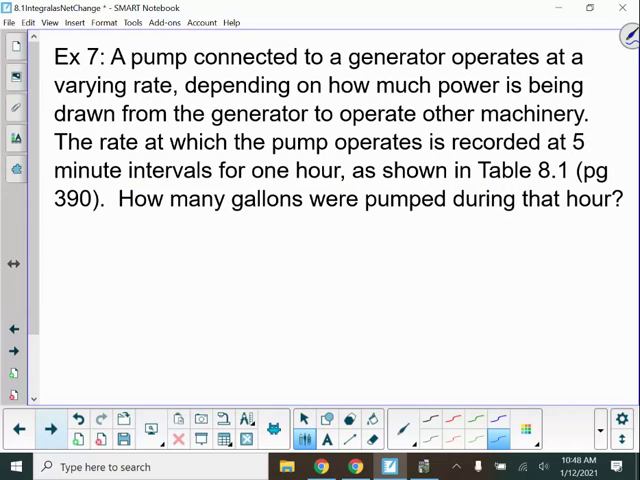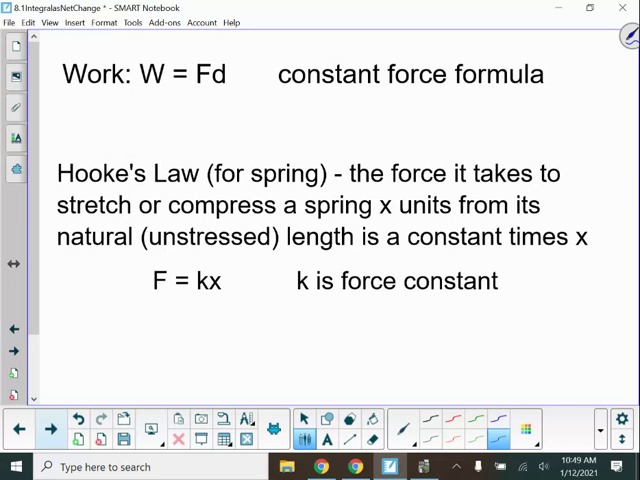Example 7, I'm actually going to skip this one for the moment. This one is in your textbook. You do have to do a Riemann sum formula, but this one, again, page 390 is where the table is that gives you all this information. So I believe this is covered in your book video, and if not, the example in the textbook does a very good job of walking through that. So I'm going to hold off on this one for right now.